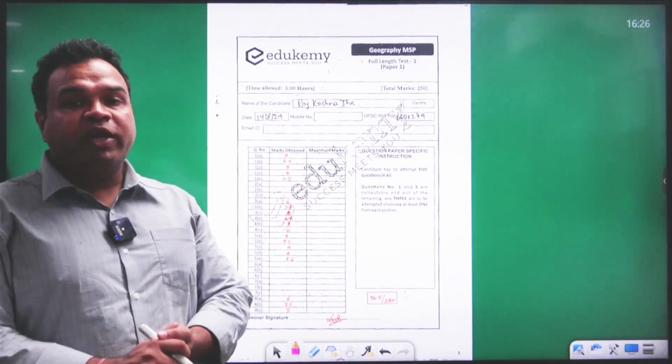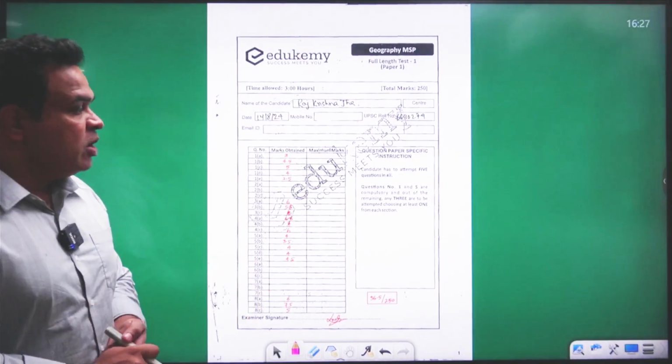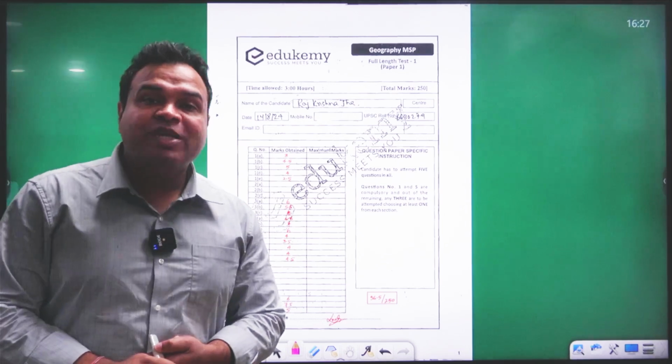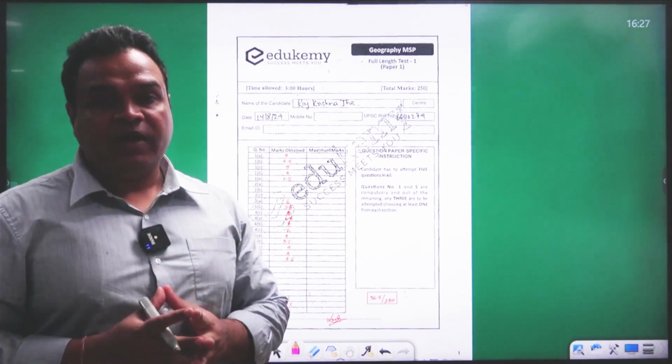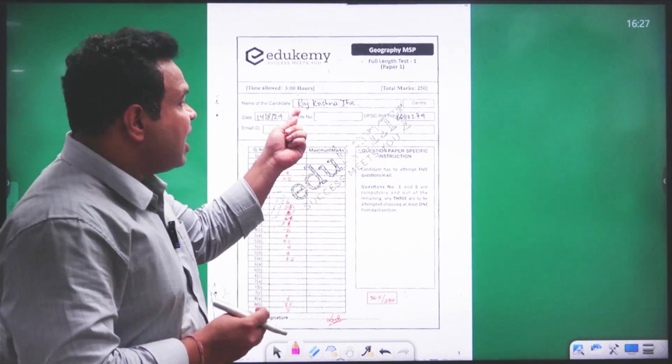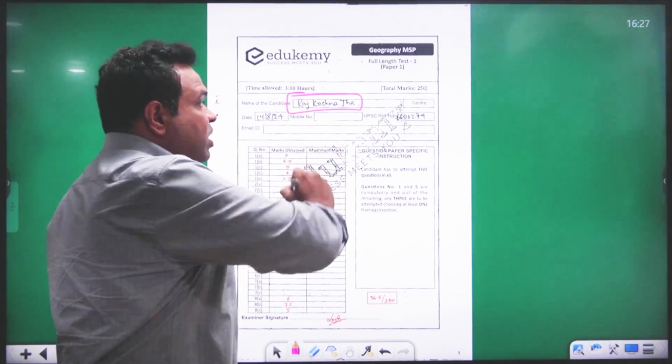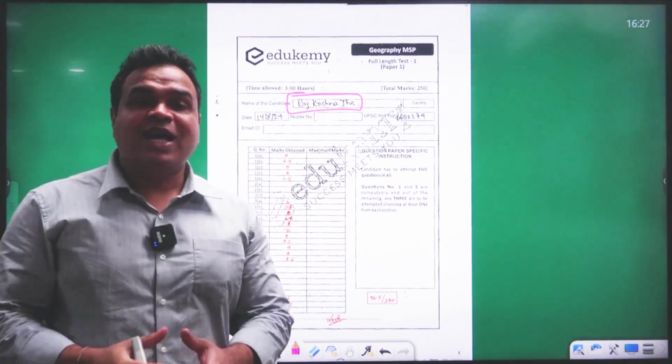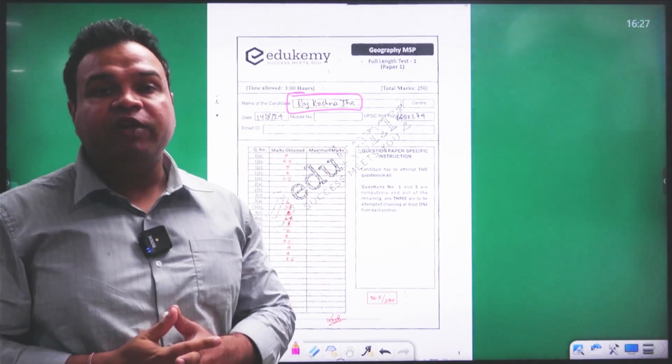Welcome aspirants. Today I have come in front of you to show you one of the copies of one of our rankers. Ranker named Raj Krishna Jha. He was a student of our last year MSP program 2024.